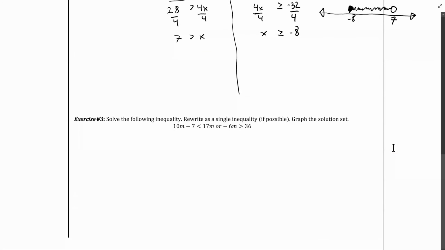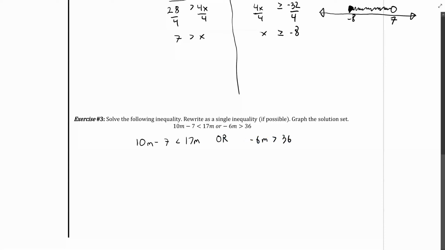So here we have an OR statement. OR isn't too different. Just like before, we can solve each inequality individually. So 10m minus 7 is less than 17m. And then we have the word OR. Then negative 6m is greater than 36.